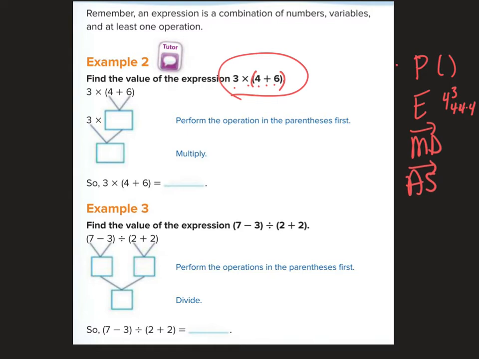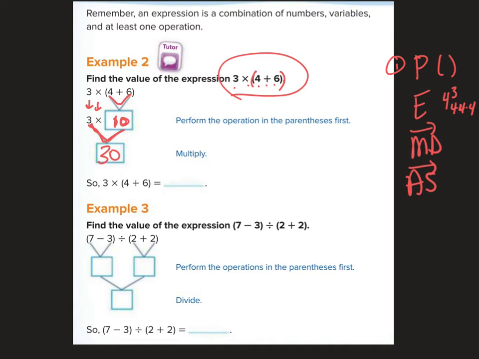Okay, first, let's check. Are there any parentheses? Yeah, there are. So I'm going to do what's inside of the parentheses. Parentheses are telling me to add 4 and 6 together first. I'm going to get 10. Okay, then I bring down my times, bring down my 3. 3 times 10 is going to be my job next because that's the only thing left to do, and that's 30.